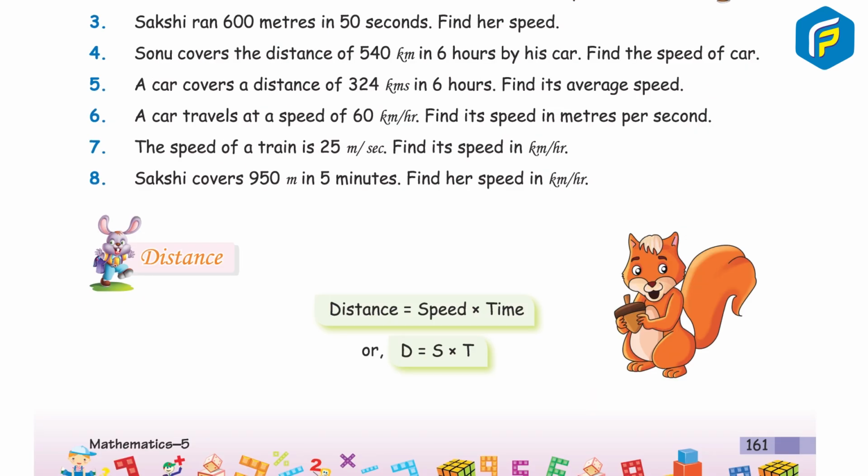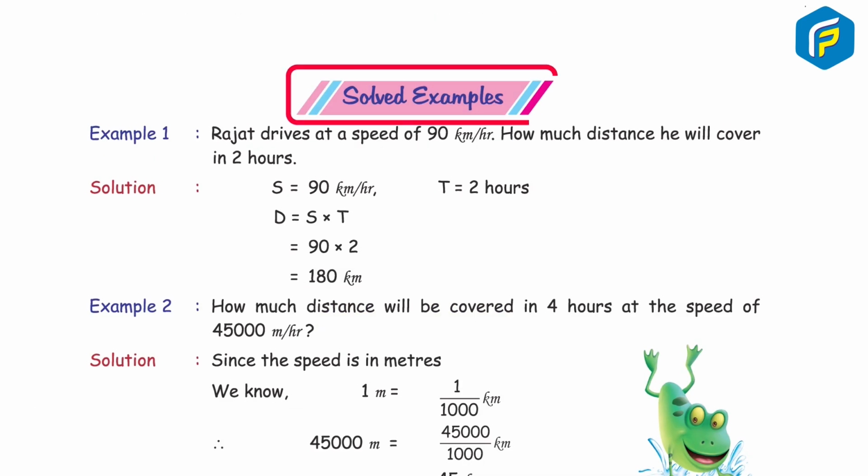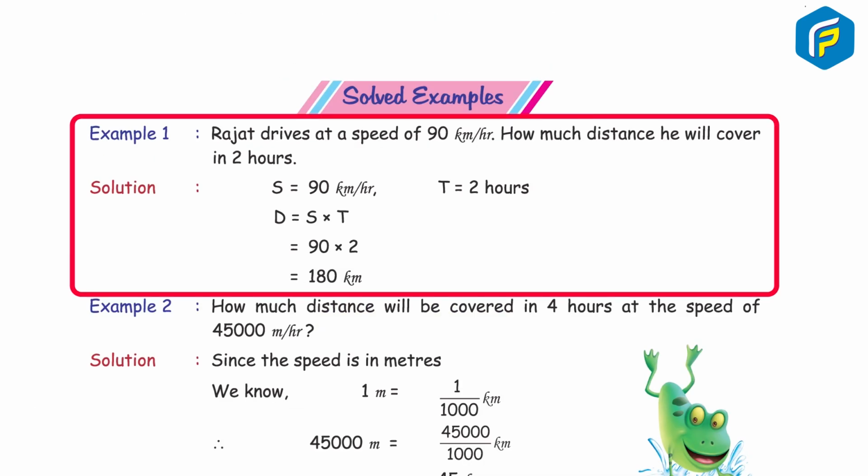Distance. Distance equals speed into time, or d is equal to s into t. Solved example. Example 1. Rajat drives at a speed of 90 km per hour. How much distance will he cover in 2 hours? Solution. S is equal to 90 km per hour. T is equal to 2 hours. D is equal to S into T. 90 into 2 is equal to 180 km.